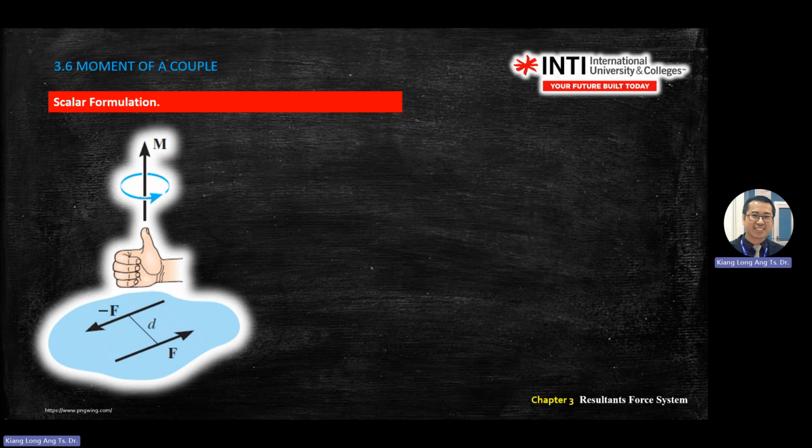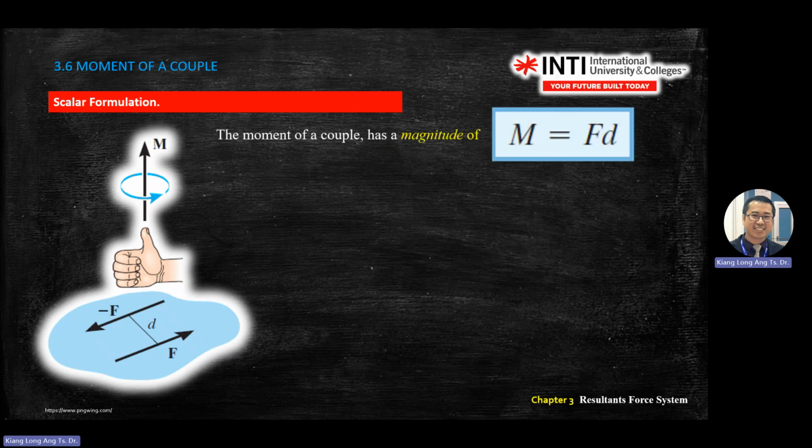So if you see a couple moment like this, it will rotate in a clockwise or anti-clockwise direction, still using the right-hand rule. For the scalar formula, to find the magnitude, we're still using F multiplied by D, where D is the perpendicular distance between the opposite forces. You can take negative F multiplied by D, or positive F multiplied by D. You're still creating the same moment.